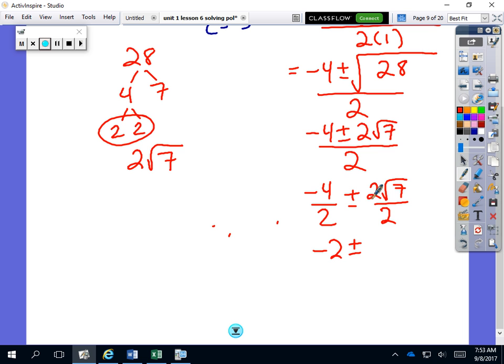But if you've got a number outside the radical that can be reduced with the denominator here, then you have to do that. Well, I know 2 over 2 is equal to 1, so I'm going to put a 1 in front of there. Well, you don't really need the 1, so you can just use square root of 7 instead of putting the 1 there. So your answer is negative 2 plus or minus the square root of 7.